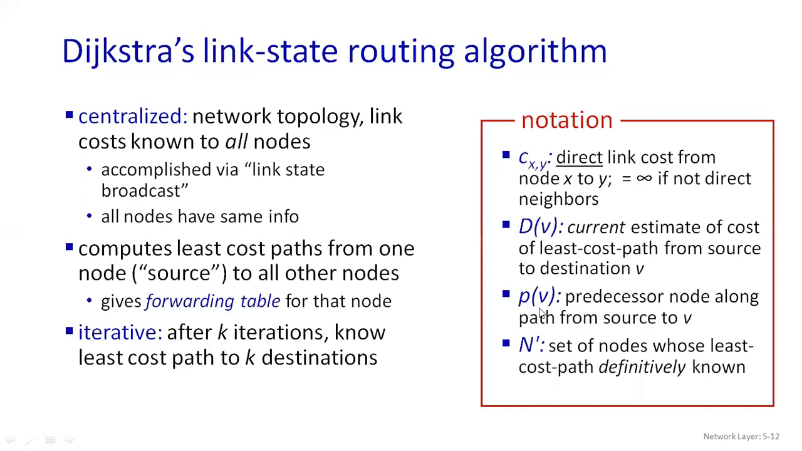Next one is P of V. P is nothing but the path you are going to calculate, through which path, or you can say the previous path or predecessor, through which it has passed from the source to the destination. So that we are going to find out. N dash will be the set of nodes for which the least cost path is already known. How many nodes have been connected?